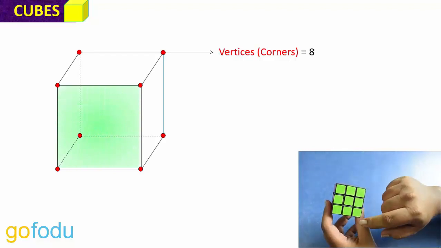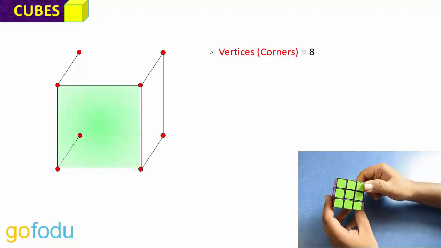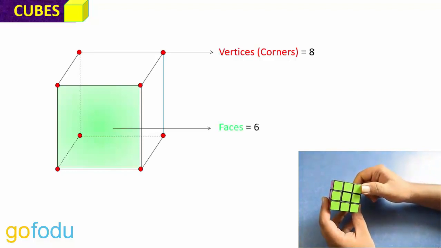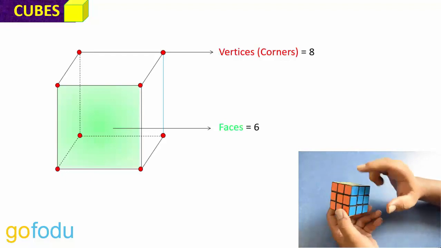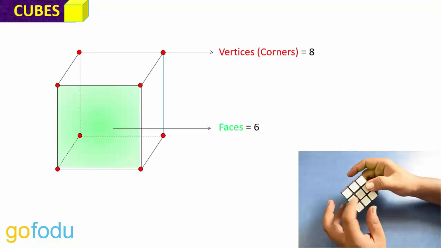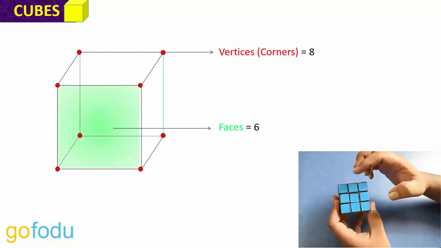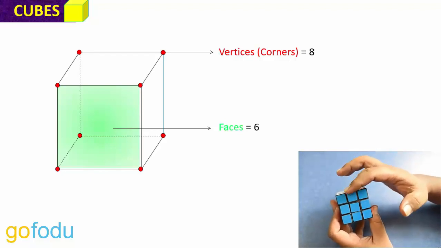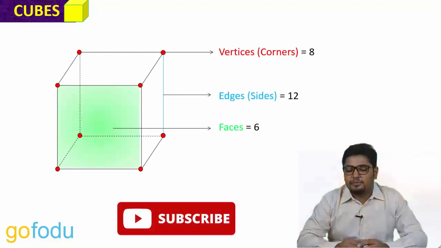This shaded region represents one of the 6 faces of this cube. So in total there are 6 faces. One behind this shaded face, 2 on the sides and 2 on top and bottom. The blue line which you can see is representing an edge or a side. In total there are 12 edges.